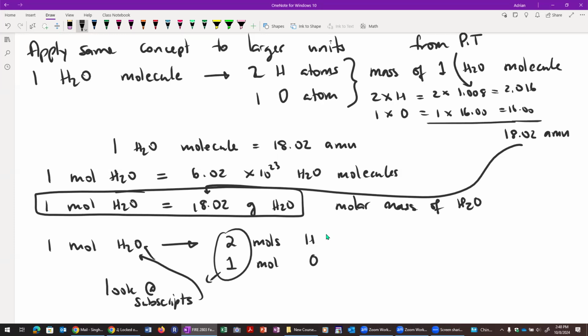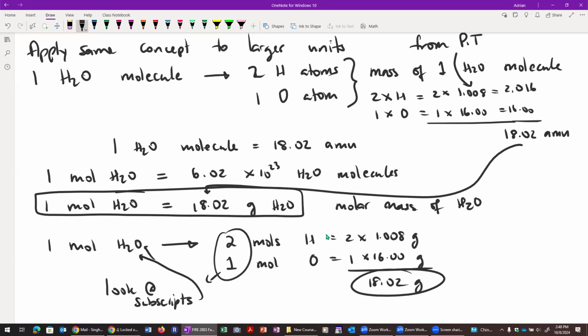the molar mass for hydrogen is 1.008 grams. The molar mass for oxygen is 16.00 grams. Now we add these, and we're going to get the same number, 18.02. Now the units are grams.